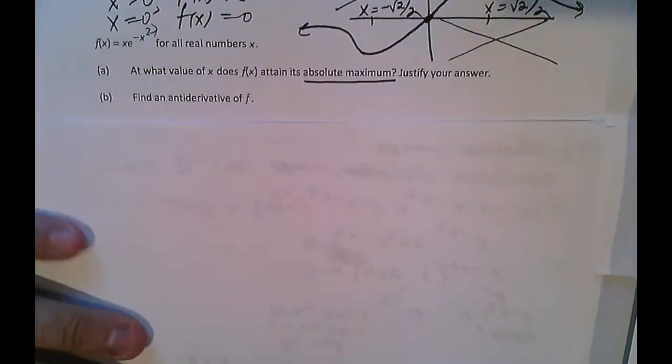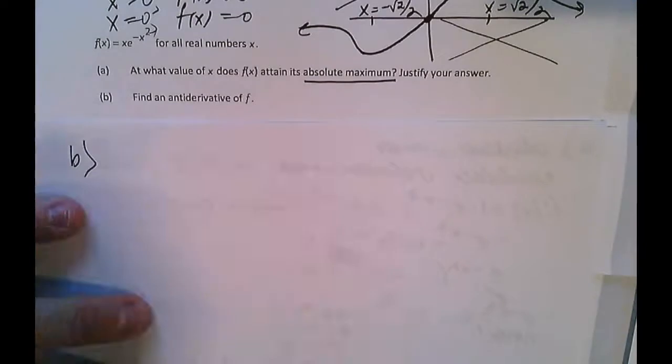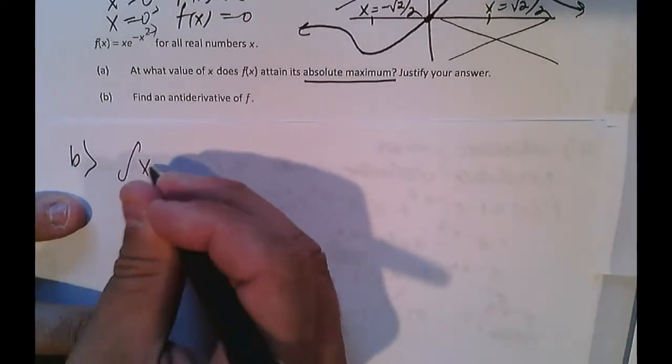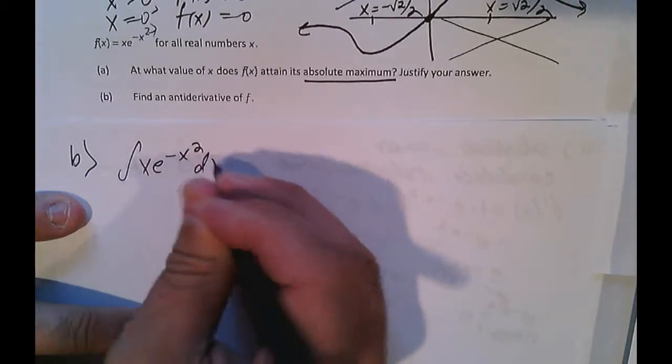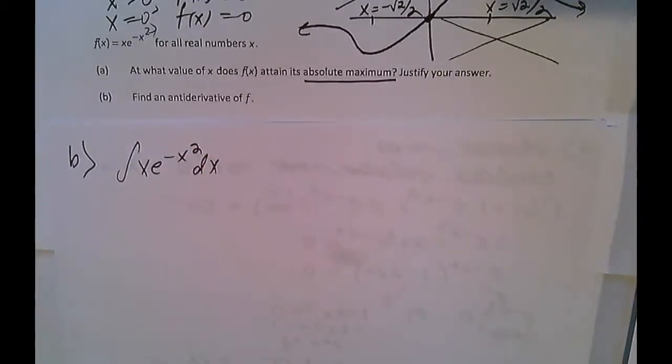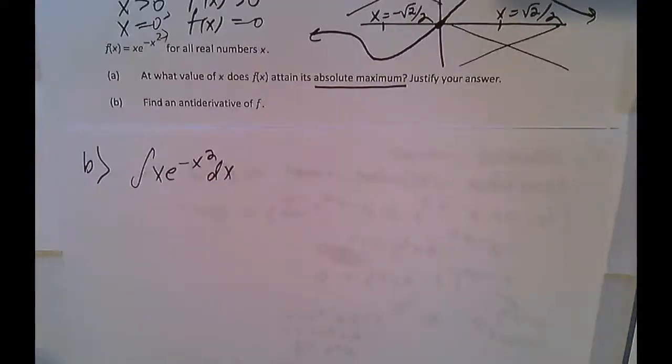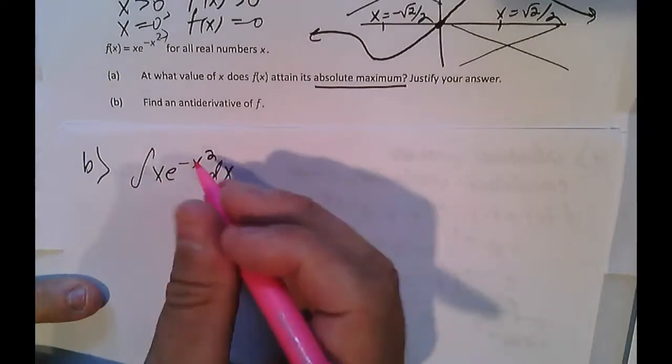Part B, let me get down in between the lines. Find an antiderivative of f. An antiderivative just means integrate x e to the negative x squared with respect to x. Now, how are you going to integrate something like this? You've got some options, but for the sake of time, I'm going to jump right to the way that I would go and do this.